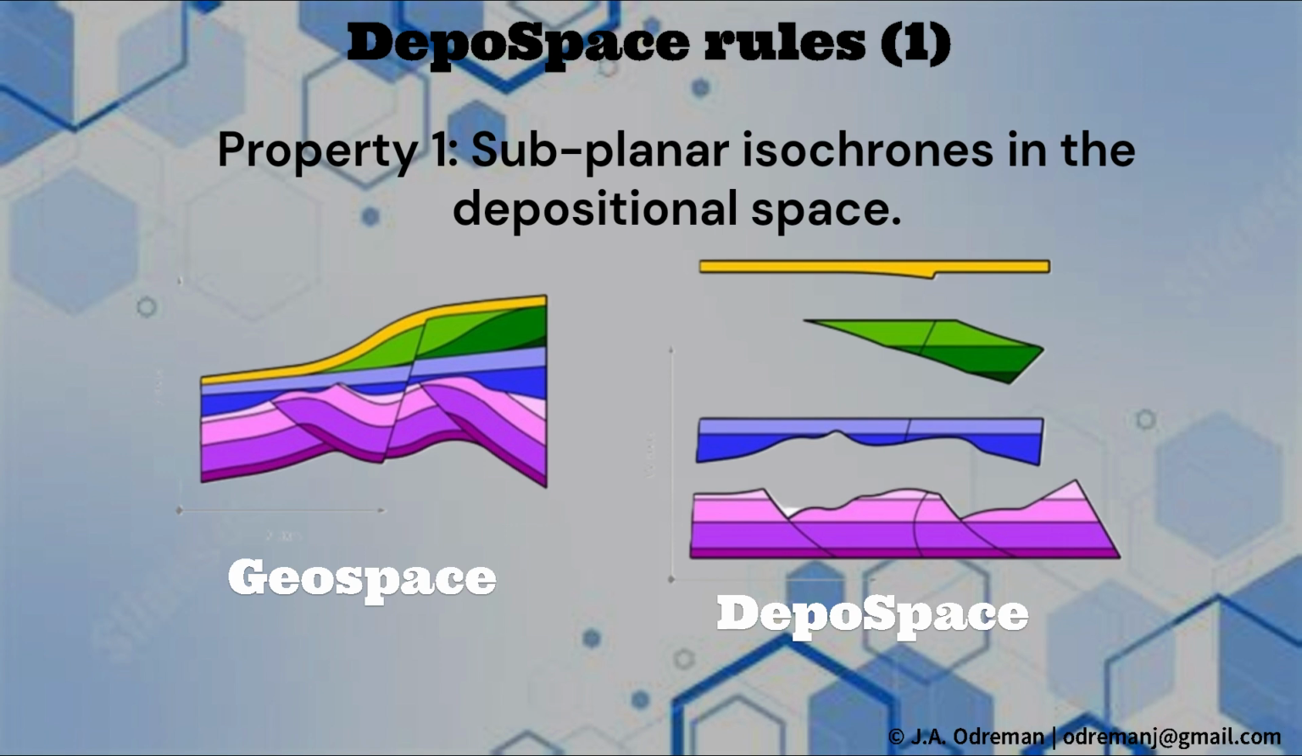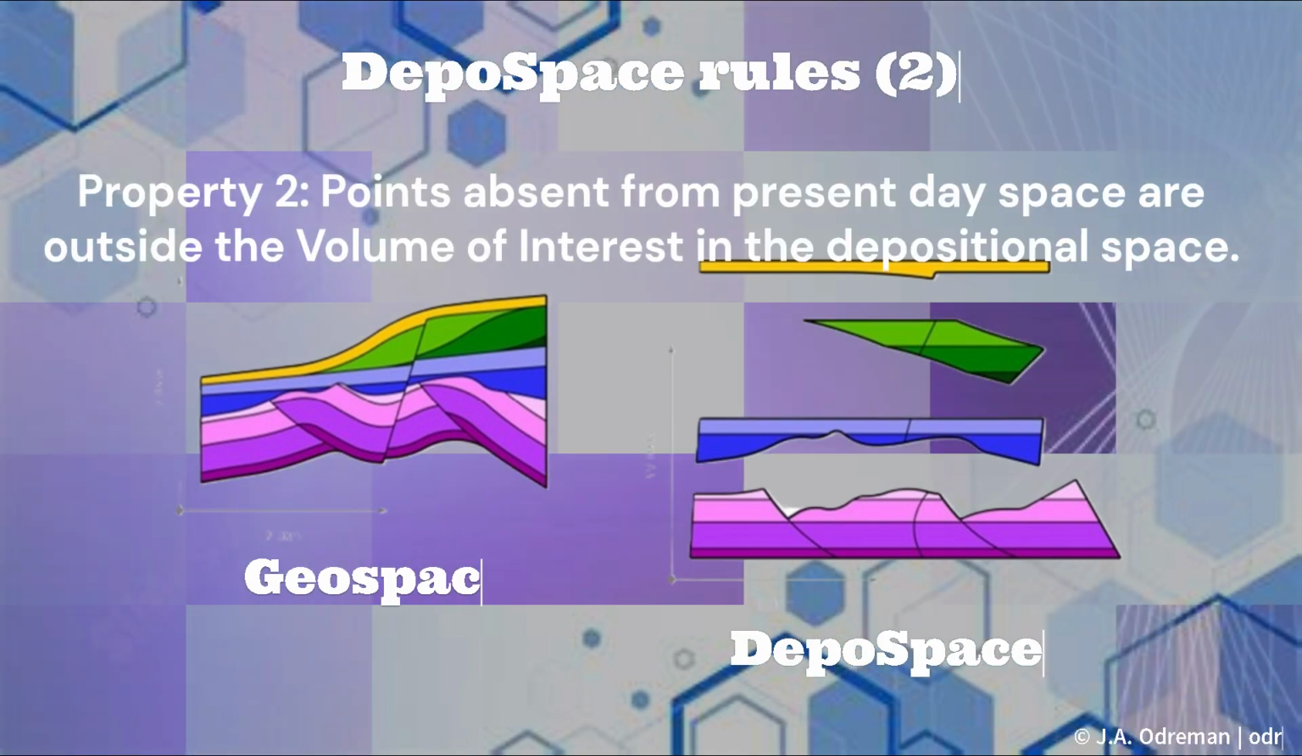The key is to combine both. Geospace shows you the structure as it is now, while depospace reveals how it all began. Using them together gives you a complete understanding of the reservoir, from its origins to its present state, allowing you to make more informed and accurate decisions. It's the best way to see both the past and the present of your reservoir.